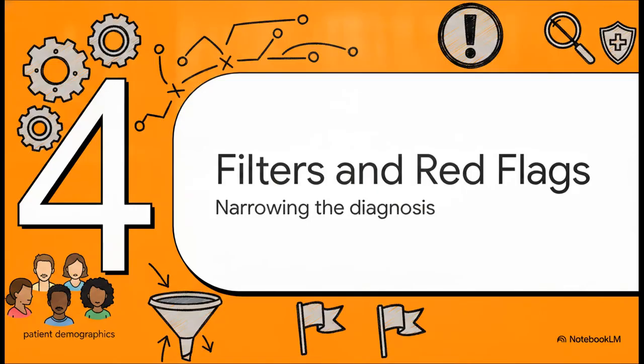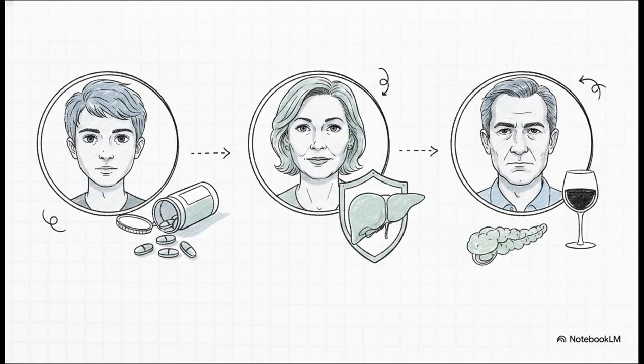Section 4. Filters and Red Flags. Once we've localized the break in our pathway, patient demographics act as incredibly powerful diagnostic filters. A young patient presenting with jaundice should quickly point you toward Wilson's disease or a drug-induced cause. A middle-aged woman powerfully shifts your radar toward primary biliary cholangitis, or PBC, and autoimmune hepatitis. A middle-aged man, on the other hand, should instantly raise your suspicion for pancreatic cancer or alcohol-related liver disease. Obviously, these don't rule out other things entirely, but they dramatically shift where you should start looking first.